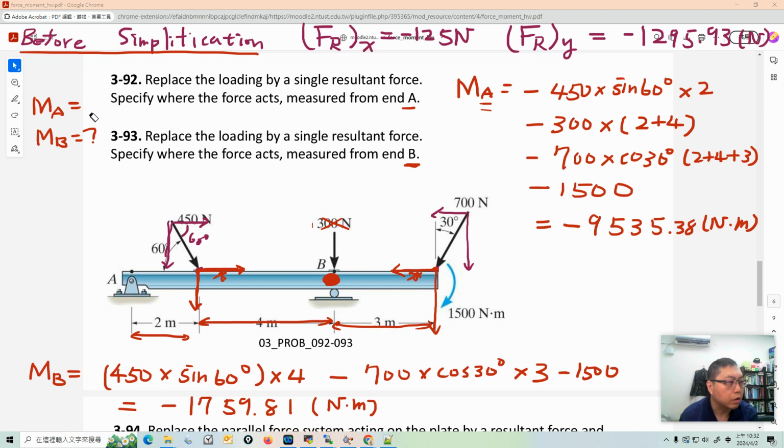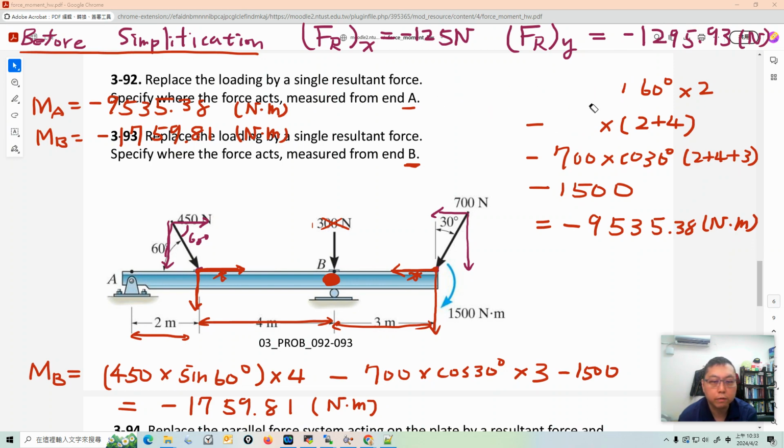So let's see, the resultant force, the resultant moment. Let me write down the information. The total moment of the system is minus 9535.38, and the moment from B is minus 1759.81 Newton meters. That's the information before simplification. So right now we are going to start to answer the problem.